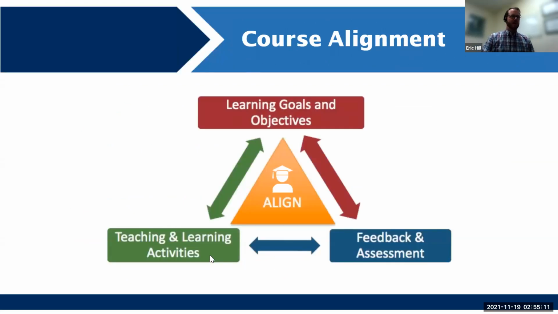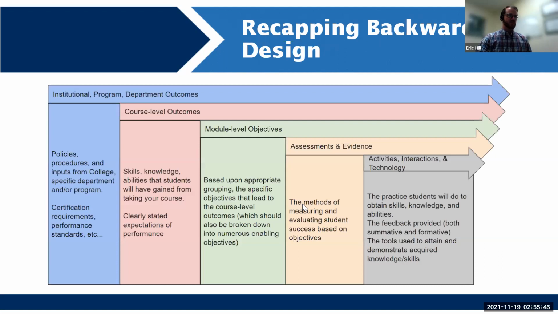So again, back to alignment. What does this mean? That the learning goals and objectives, both course level and module level, are directly influencing the types of assessments that students will be taking, and that feedback should be constant, and that the learning activities and teaching activities that take place are directly related to the kinds of assessments students will be required to perform. And that all of this is interconnected. This is what we call alignment, and the student is at the center. It's really about the student experience in this course alignment.